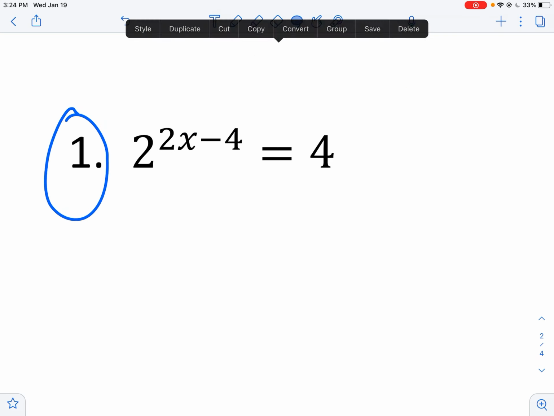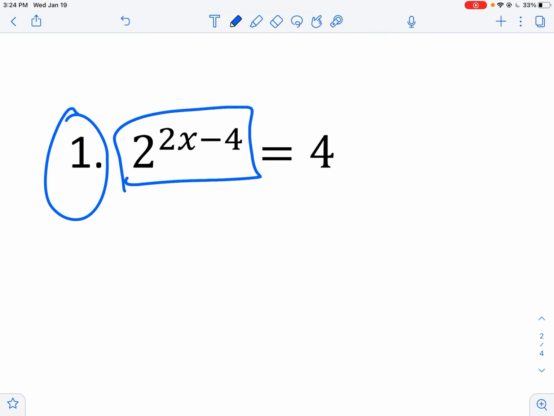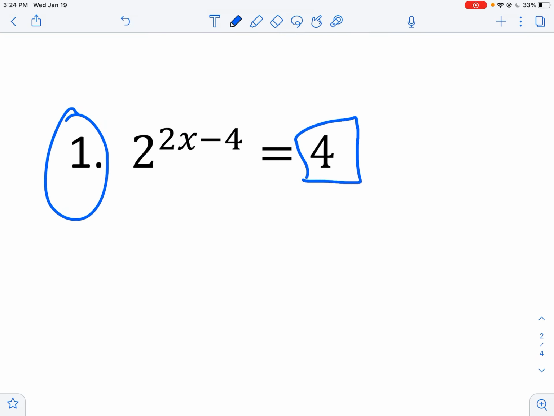So I'm going to delete this real quick. Well, left side already has 2 to a power, and the right side just says 4. Well, we can rewrite 4 as 2 to a power. It's just 2 squared, because 2 times 2 is 4. So we're going to rewrite the right side to be 2 squared, and the left side is staying the same.